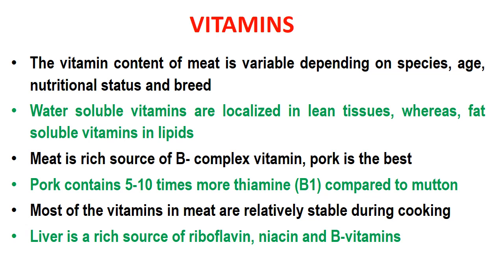Most of the vitamins in meat are relatively stable during cooking. So though we do cooking, except for a few, maybe thiamine, the rest of the vitamins are quite stable during cooking. And liver is a rich source of riboflavin, niacin and other B vitamins. So liver is a very good source of many of the important fats and also the B complex vitamins.